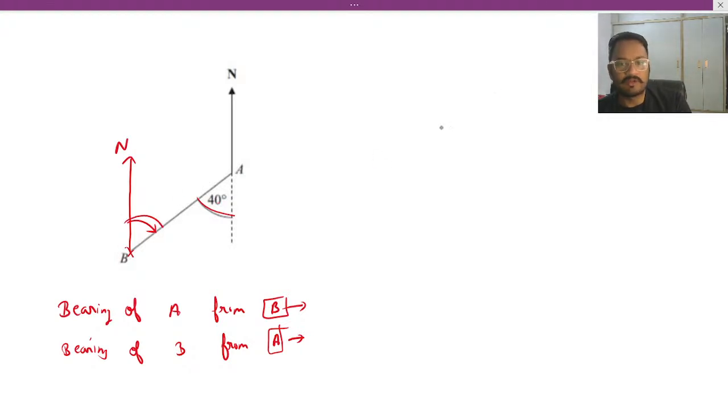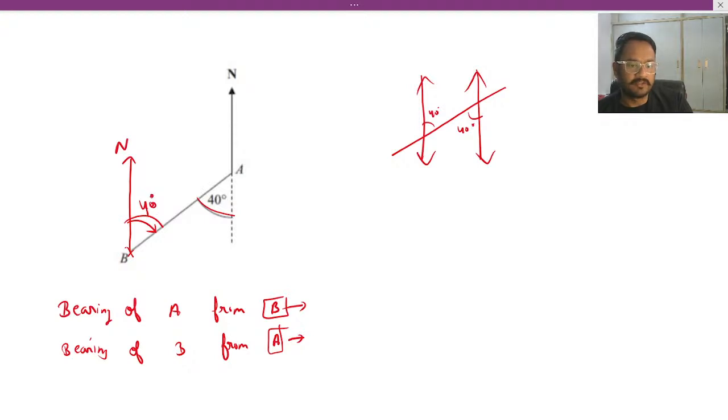And again, the concept of parallel lines. The concept of parallel lines is that when you draw a transversal like this, if this is 40, this will also be 40 degrees. Done. These two angles will be equal because they are alternate interior angles. So this is exactly 40. Puranjay, this is correct. Very good.